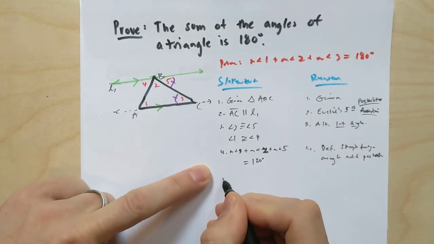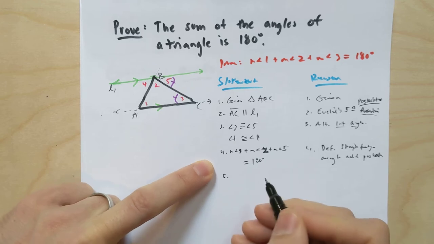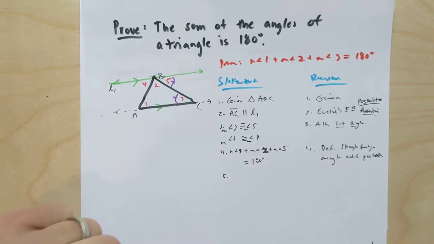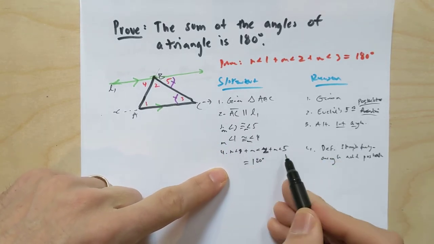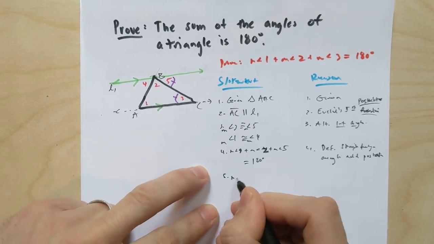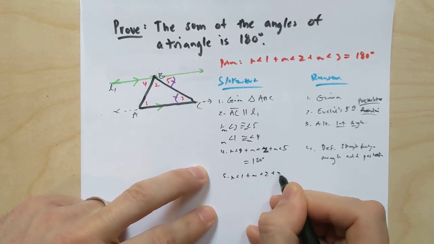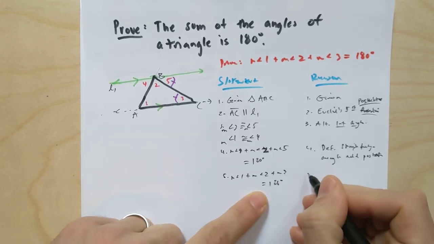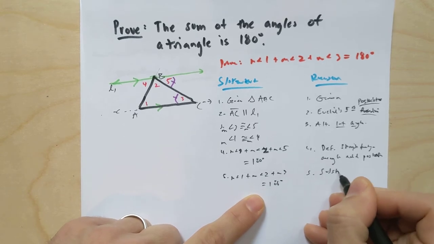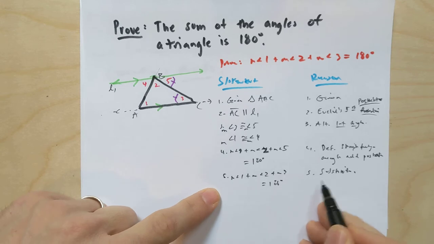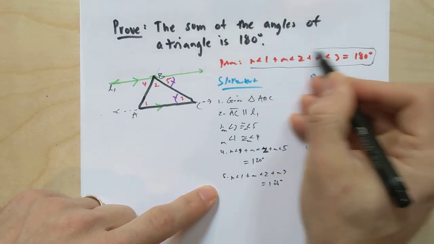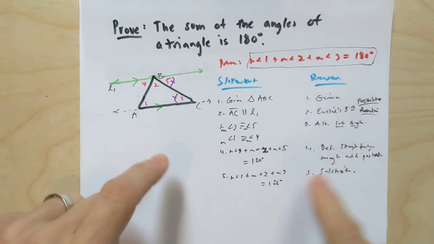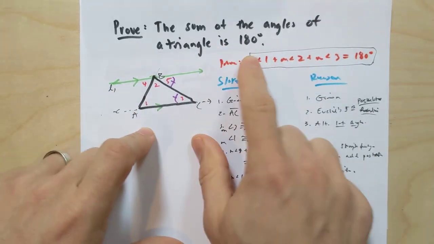And then I can use substitution. Let me change these to measures: the measure of angle 3, the measure of angle 5, the measure of angle 1, the measure of angle 4. Since I know 3 and 5 are the same, I can swap them out. And I know 1 and 4 are the same, I can swap them out. So I could write the measure of angle 1 plus the measure of angle 2 plus the measure of angle 3 equals 180 degrees. And that is simply by substitution. And so the key idea here is I'm done. I just proved what I wanted to prove. What I just did here is I proved beyond any doubt, it is impossible for it to be the case that the sum of the angles of a triangle is not 180 degrees.